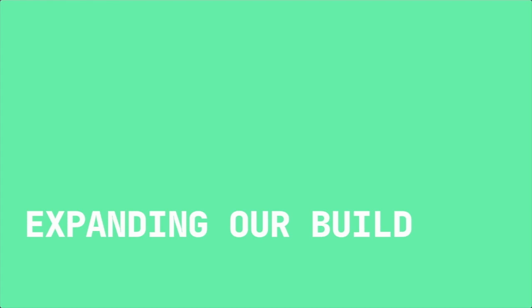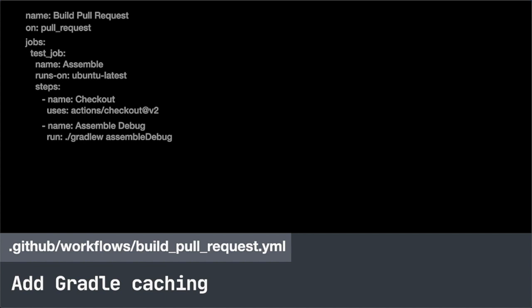Now, let's think about expanding our build. Simply running the assembleDebug task is not overly interesting, so let's keep adding to this. So we could think about caching. We want to make sure our builds are performant. And if we have configured our application to properly use the local Gradle cache, we're going to want to make sure that we're caching those Gradle outputs in between builds.